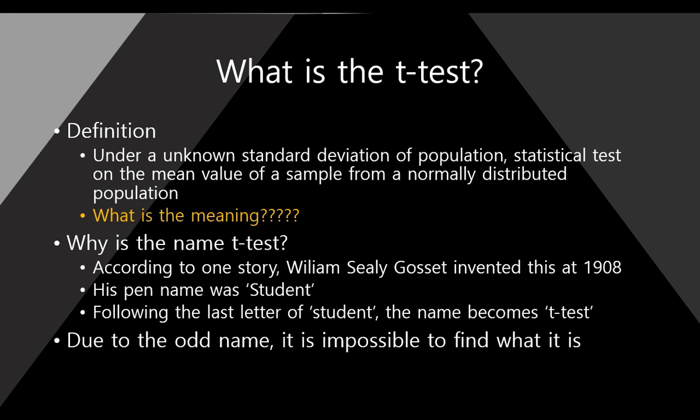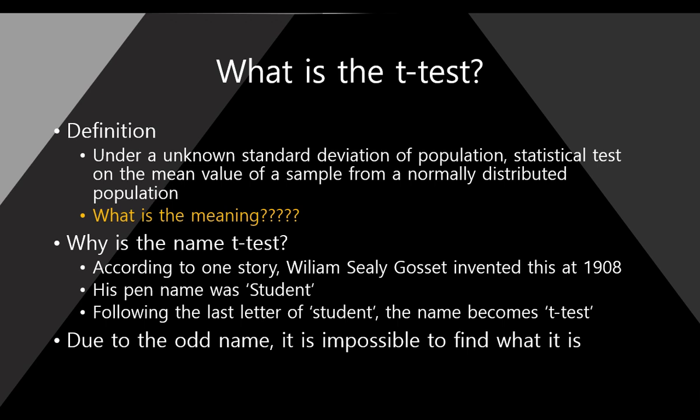Okay, let's check the definition from the textbook. Following the textbook, under an unknown standard deviation of a population, a statistical test on the mean value of a sample from a normally distributed population. This is the definition. Can you understand this one? If you are a beginner, it is very tough to understand the meaning of this definition of t-test. What is the sample? What is the population? And what is a normally distributed population? So we will start from very simple words, one by one.